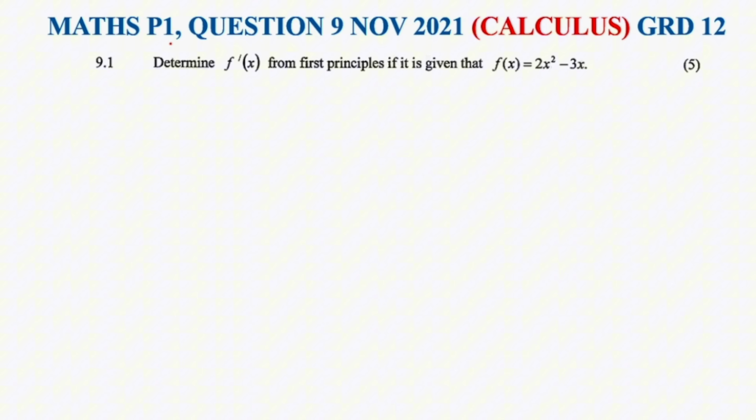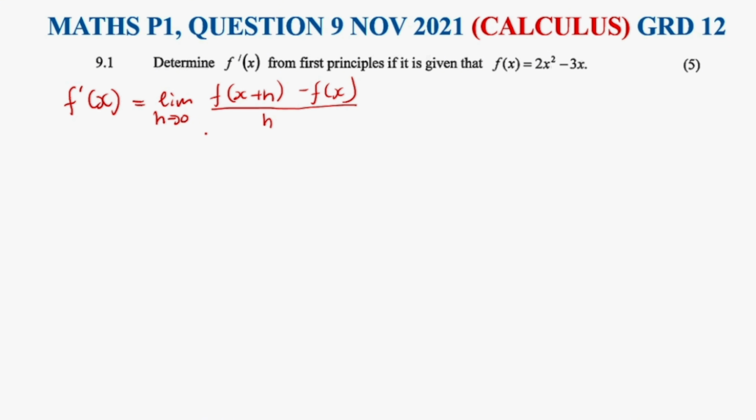It says use first principles to find the derivative. The first derivative of f of x is equal to 2x squared minus 3x. Now, if you go to your formula sheet, guys, you will find this there. f of x is equal to the limit as h approaches 0, from first principles, of f of x plus h minus f of x as a whole, all over h.